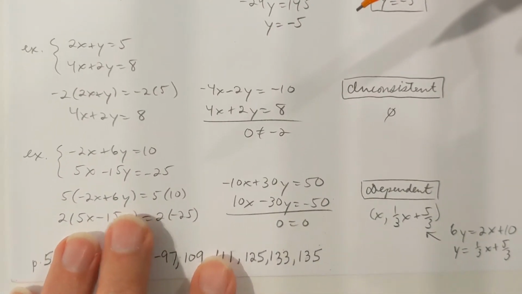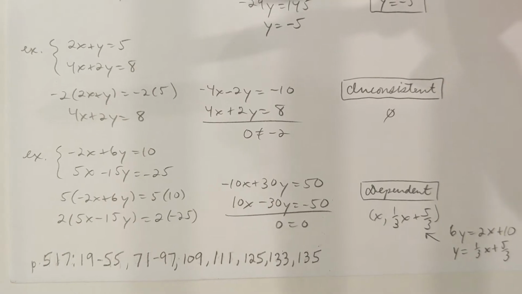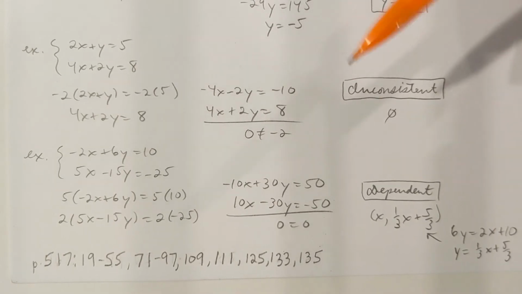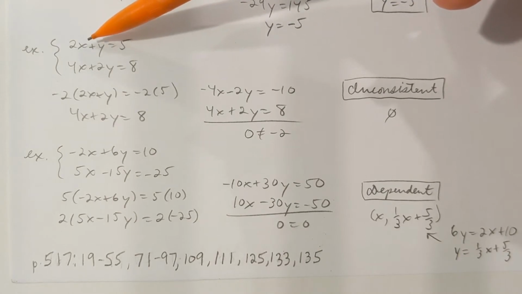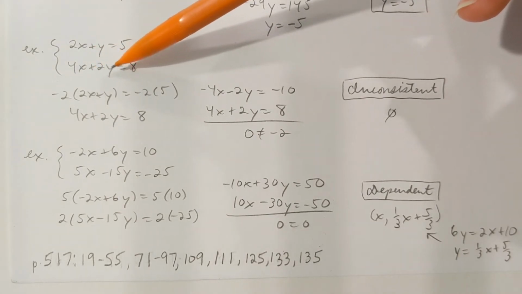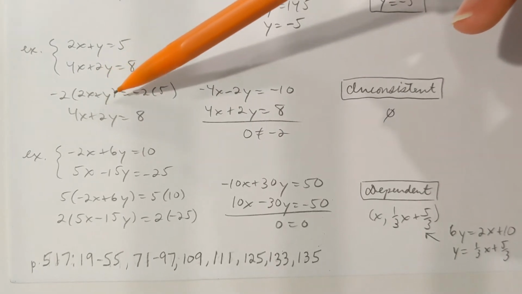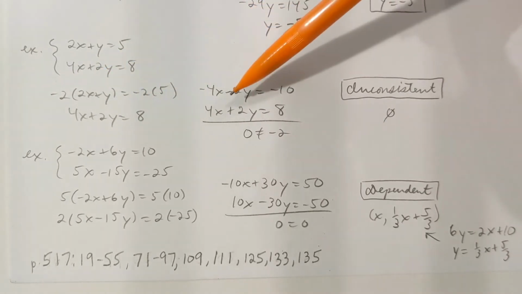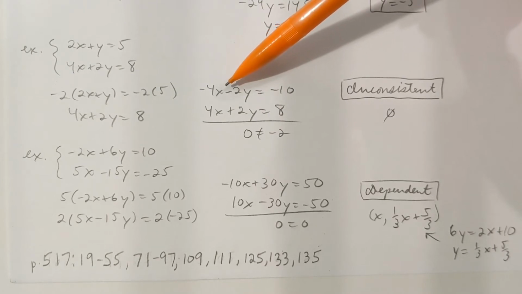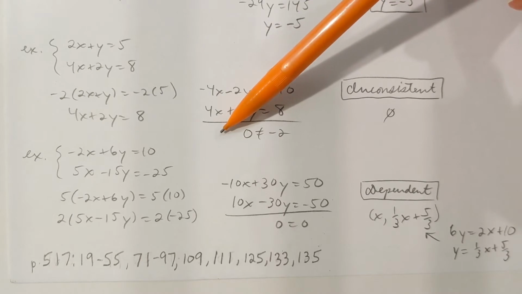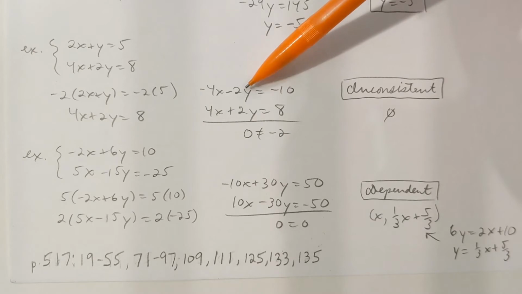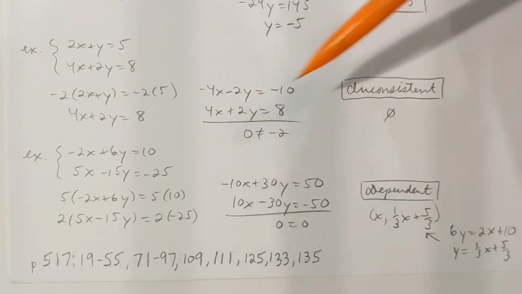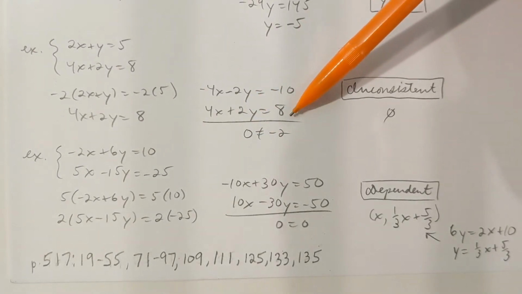Okay, here's another one. Let's eliminate x in this one. If I multiply the top equation by negative 2, and then I'll leave the bottom one as is. Multiply the top equation by negative 2 on both sides, and add the like terms here. Negative 4x plus 4x is 0, so x was eliminated. That's what I wanted. Negative 2y plus 2y is also 0. And then negative 10 plus 8 is negative 2.